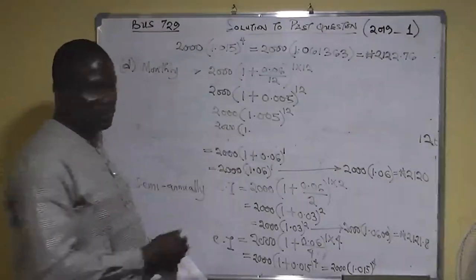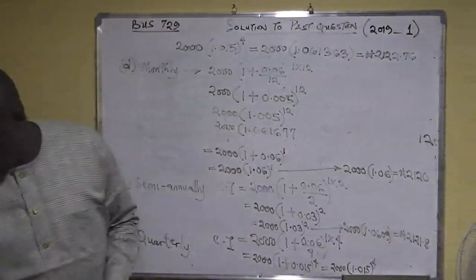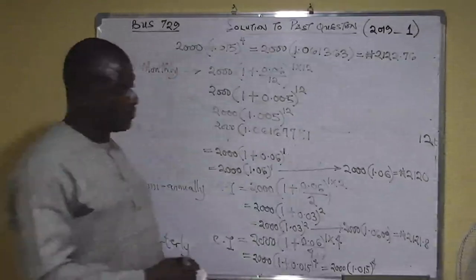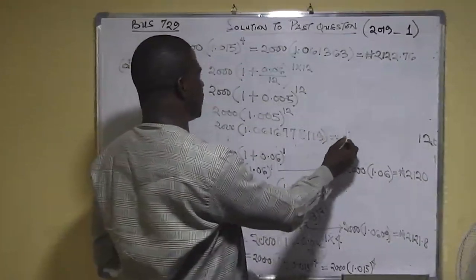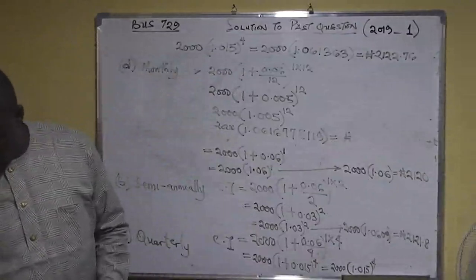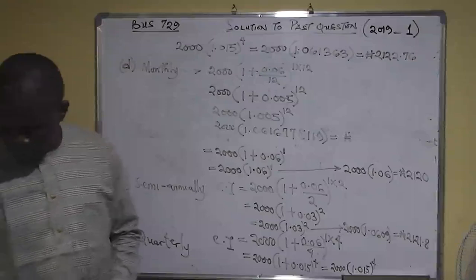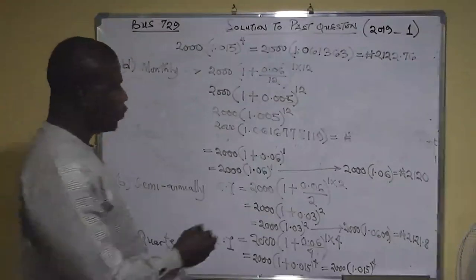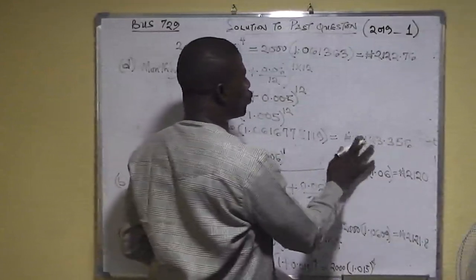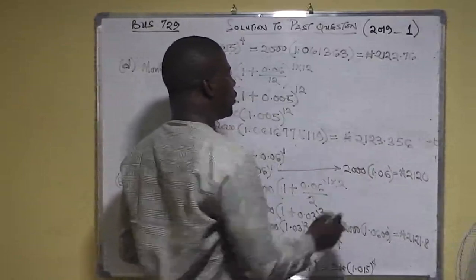2000 into bracket 1.061677, 8119. And by the time you multiply this with 2000, you are going to have 2123.356.